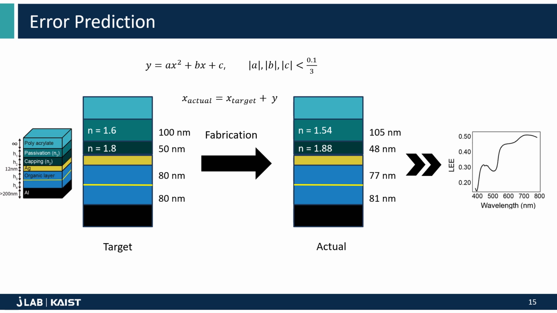So we have a separate error function for each input parameter dimension. If we have a 6 dimension input parameter, we also have 6 different error functions.